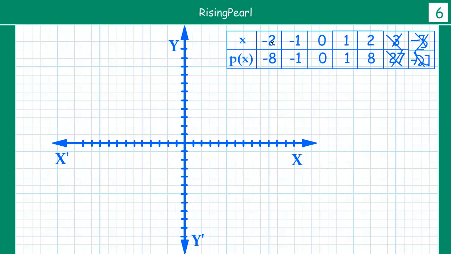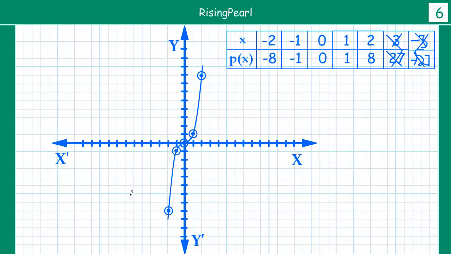So we have to draw our graph using these 5 points. Let's go ahead and do it. What we will see here is that these are the points. At minus 2, minus 8. So minus 2 is this and minus 8 is this. Then minus 1 is this point. 0, 0 is this. 1, 1 is this. And 2, 8 is this. So now if you draw a curve that passes through all of these points, that curve will look something like this.